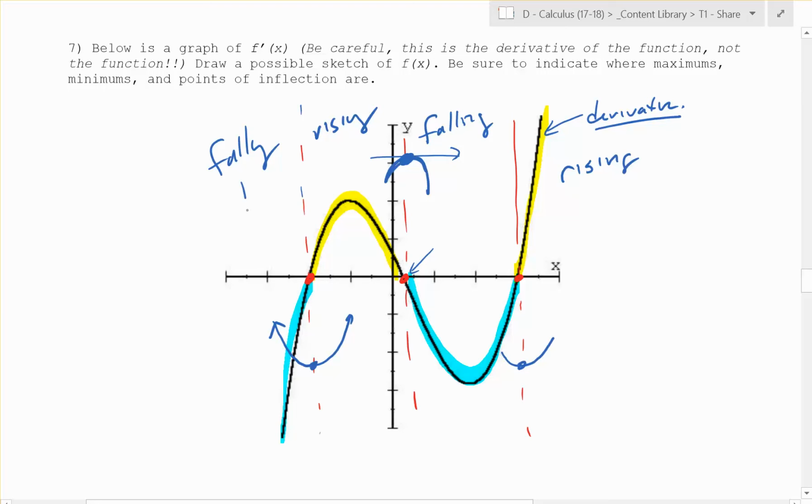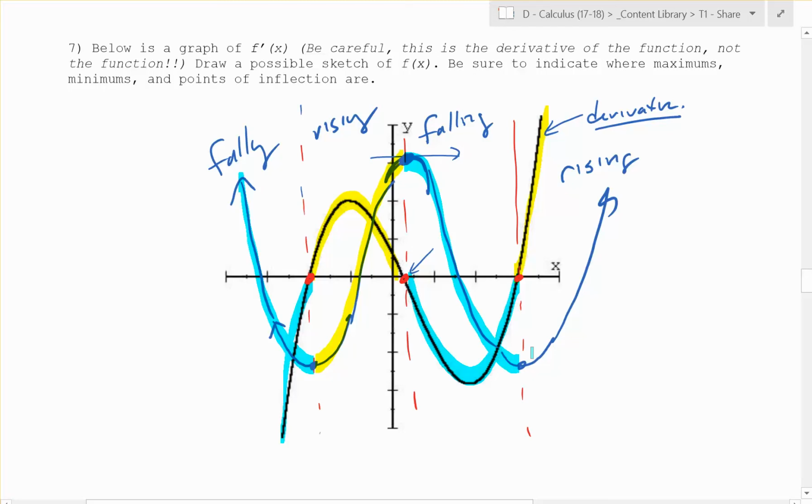So if you connect these, you end up with a graph that looks like this. It goes up, down, like that. So again, the function is falling like that, and then the function is rising to here, and then it's falling to there, and then it's rising to there, and it's being told and informed by the derivative function.